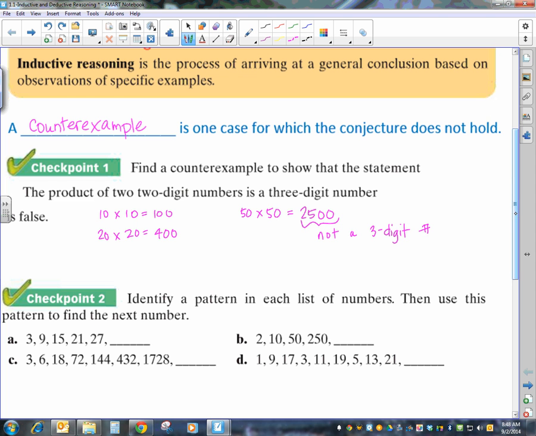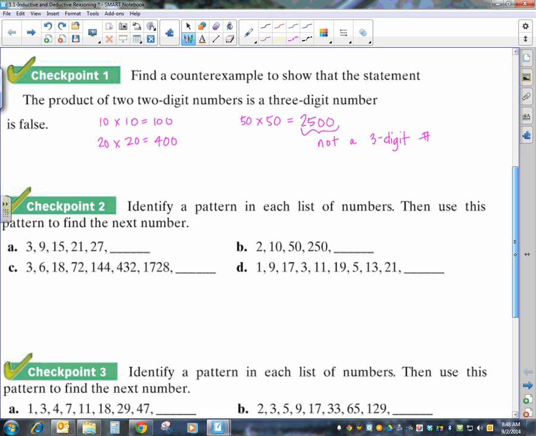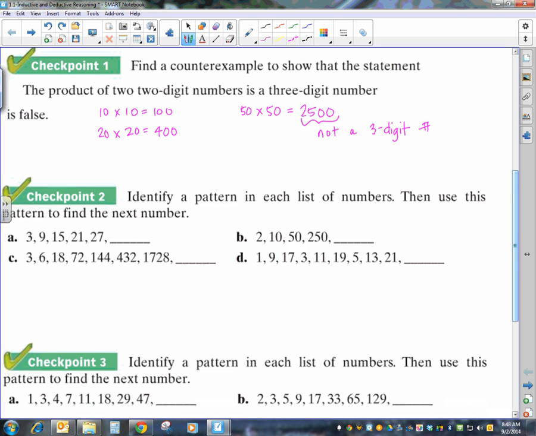Okay, so the rest of this time we're going to spend looking at patterns, and I'm going to try to help you break it down so that you can find the patterns, because that's what's going to help you be successful. So identify the pattern in each list of numbers, then use this pattern to find the next number.